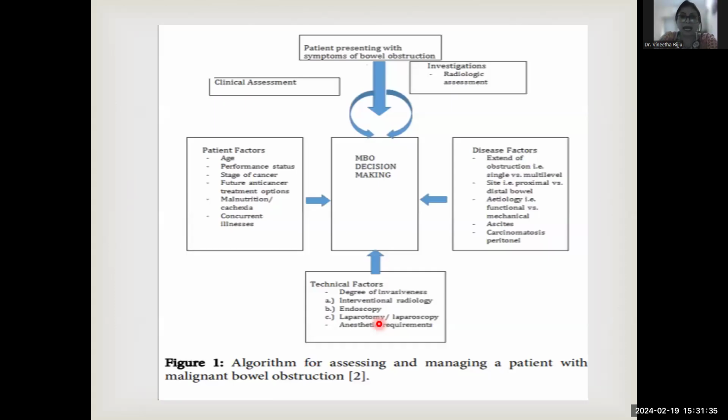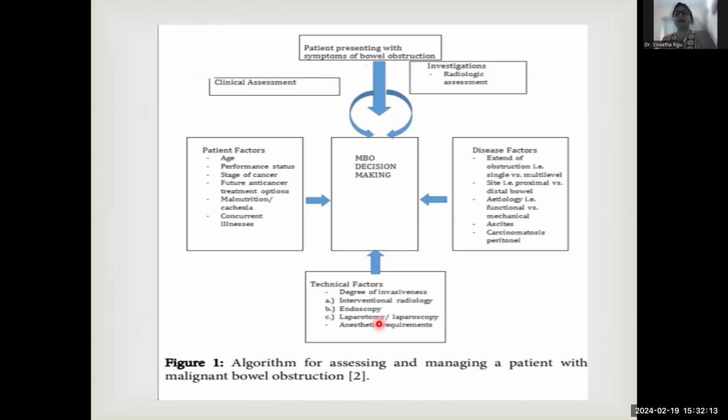So this is an algorithm which will help you plan for the patient. The patient presenting with symptoms of bowel obstruction, you do a clinical assessment, that is, you take a history and then examine the patient. Then you go for minimal radiological assessment. If you are at a setup where you do not have facility for CT scan, do an erect abdominal X-ray, look for those typical signs. And then, to know further, you might have to do a CT scan of the abdomen, right?